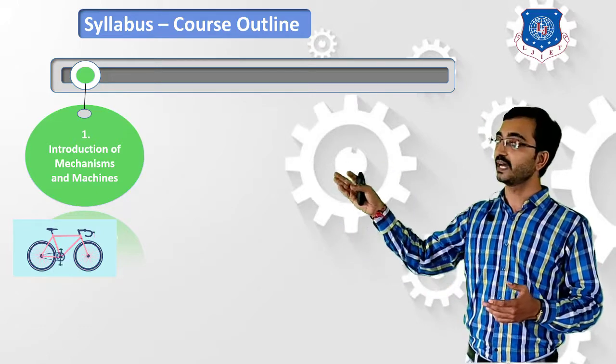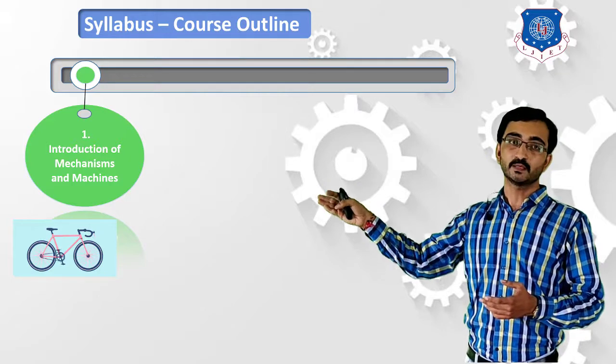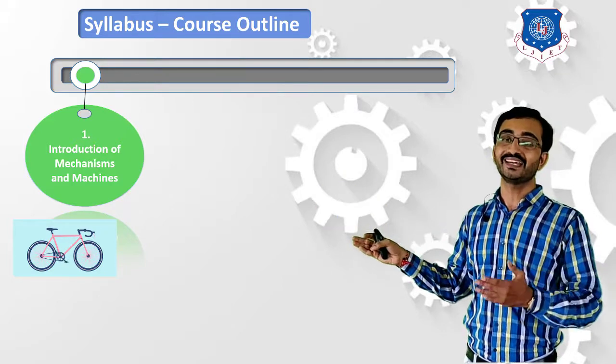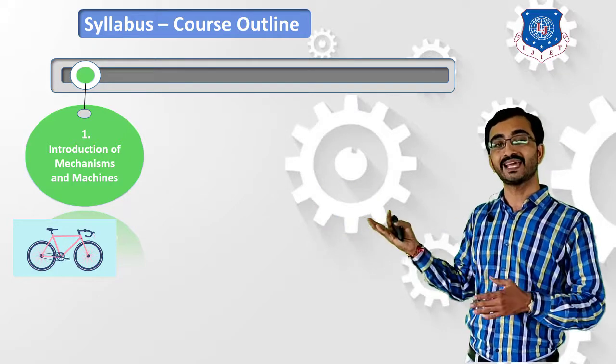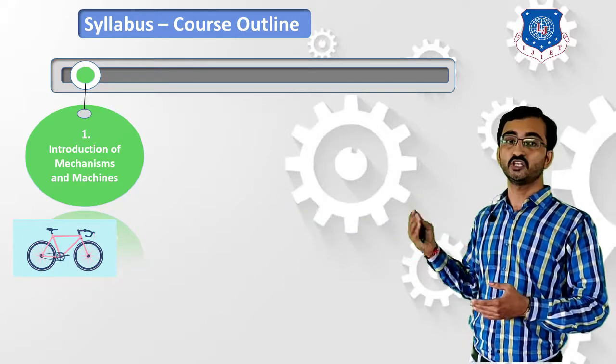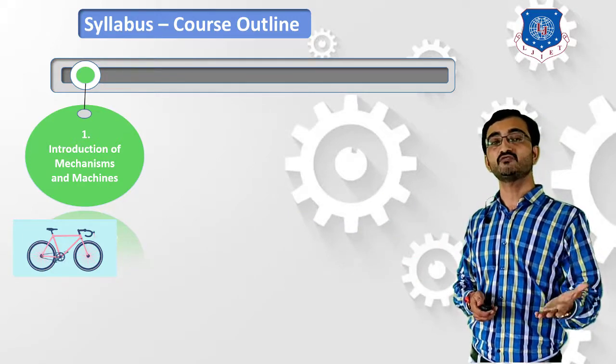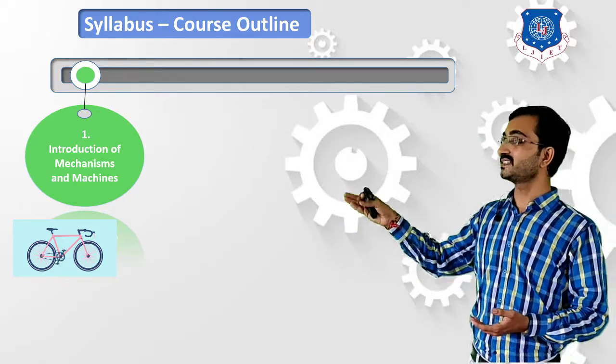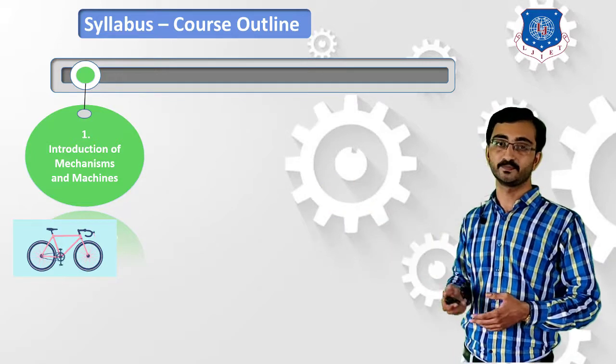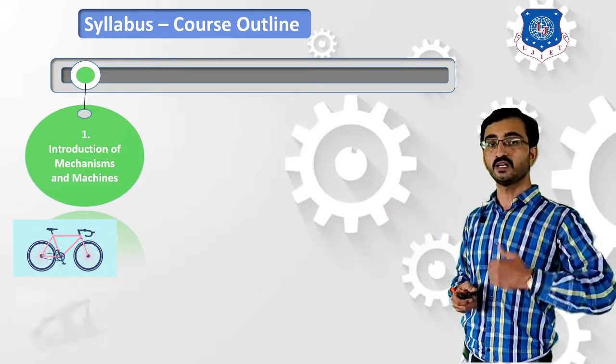Because over here we are giving our input as a mechanical rotation and we are getting our output as a mechanical, that is a linear motion of our vehicle. Okay, so in this way we can term this component as the best example of a mechanism. Then we will be able to understand the machines.